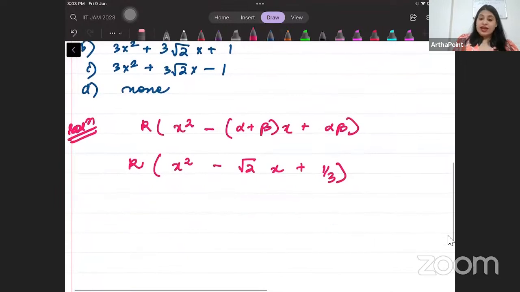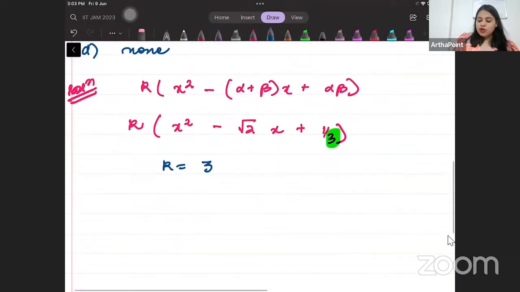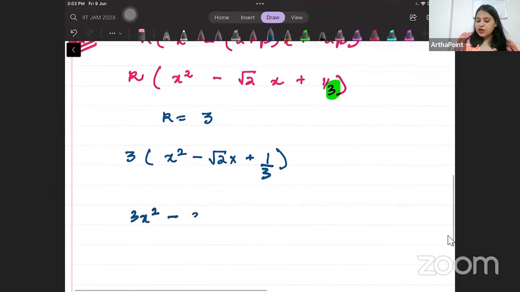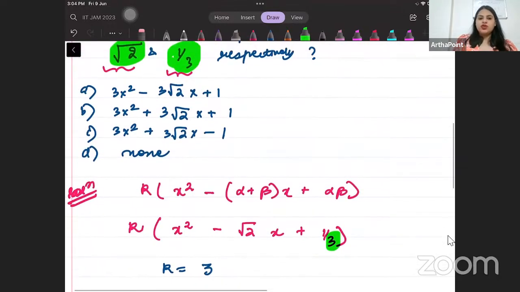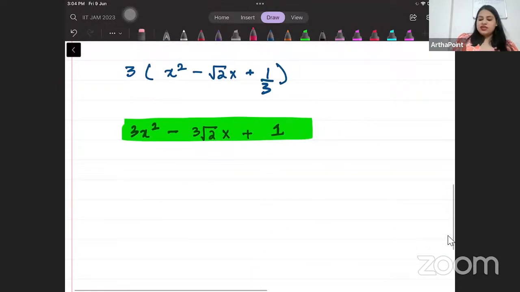I told you we don't need anything in the denominator. Denominator should be 1. The only way to make denominator 1 is to put k is equal to 3. So the moment you put k as 3, you will get k x square minus √2x plus 1/3. So when you solve this, you will get 3x square minus 3 √2x plus 1. This will be the equation that you will have. And if you look here in the option, this is equation number A. So the correct answer to this question is A. Okay, please take the next question for the day.